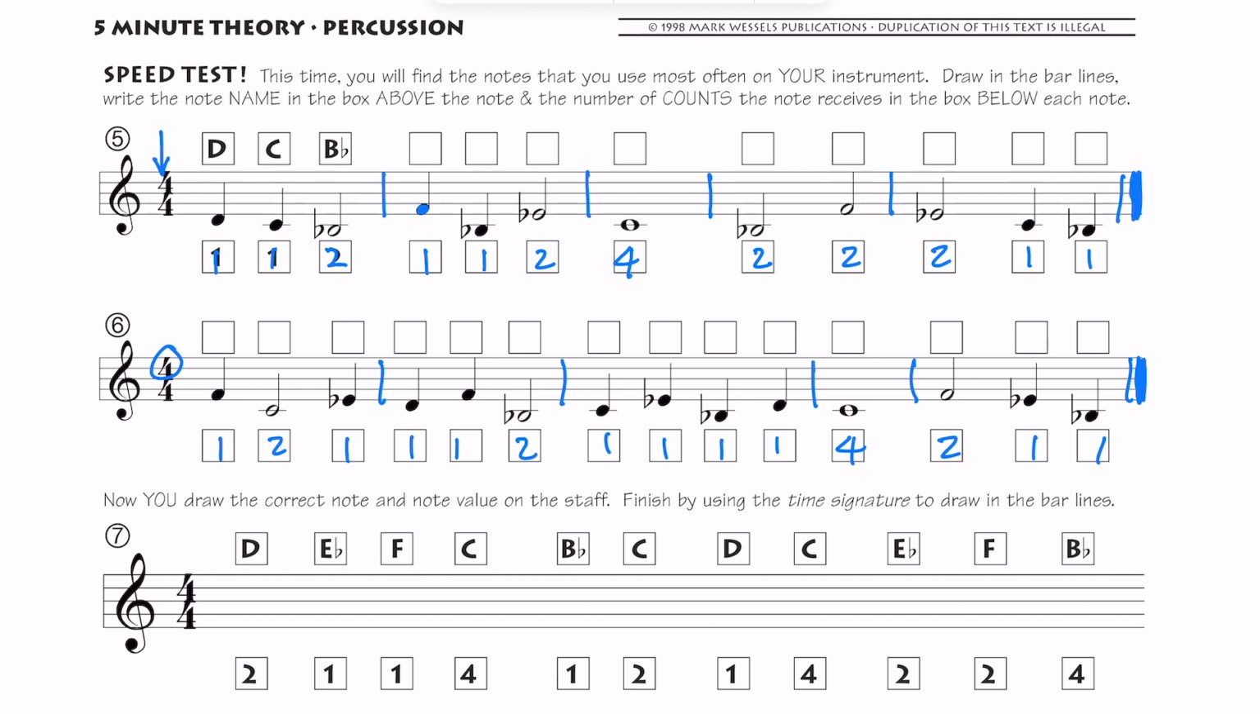Okay, now let's go back to line number 5 and let's write in the note names above, in the boxes above the notes. So this one's simple. That's an F. Now with the ledger line here, we have to figure out what that note is. So as I'm counting down, F, E, D, C has our ledger line, and below that ledger line is B. But now I have a flat sign. All right, this note is E, but I have a flat sign.